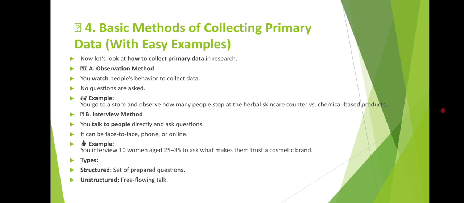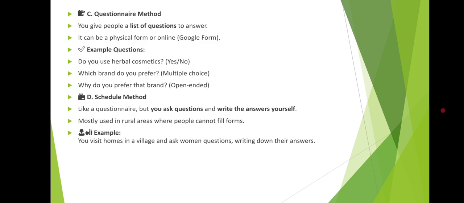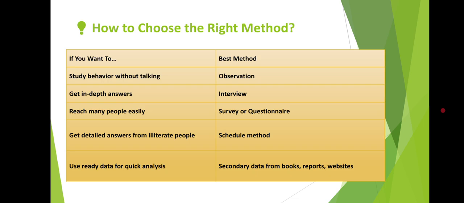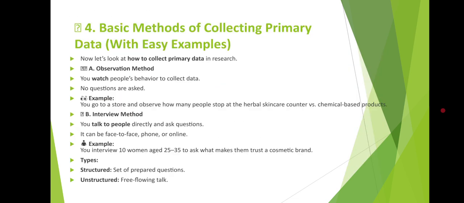Next topic we have basic methods of collecting primary data. So now let's look at how to collect primary data in research. First method we have observation method. Second we have interview method. And the third method we have questionnaire method. Fourth we have schedule method. And last method we have survey method. So let's understand each and every method one by one.